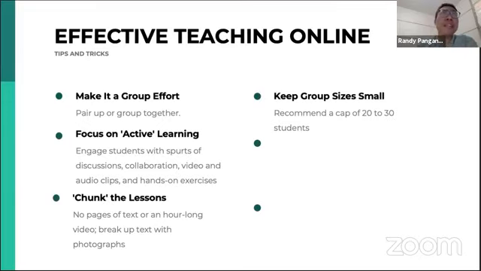So the recommended cap of students is about 20 to 30. So again, why is this? It's all about maintaining the attention span of everybody. And at the same time, from a teacher's perspective, even if you have an assistant, you can't look at everybody all at the same time. Do some video conferencing mo. So make sure it's a manageable number.